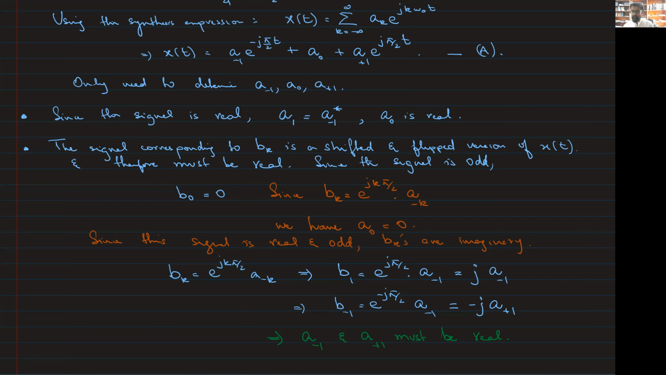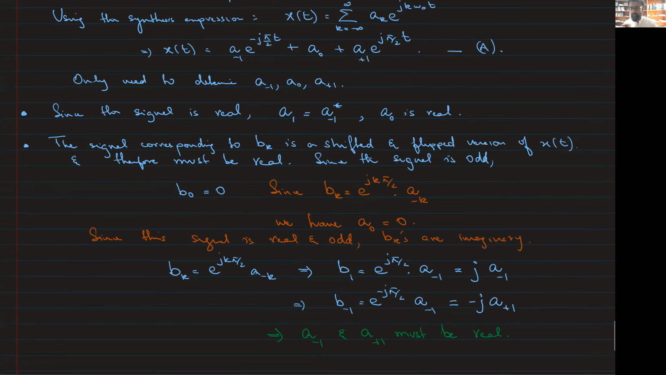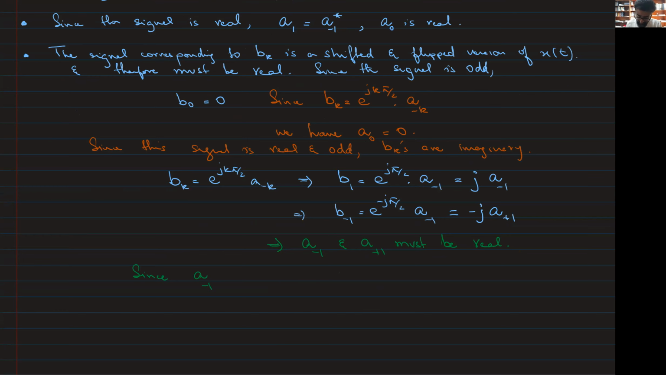Right. So we know that A naught is 0. We know that A plus 1 and A minus 1 are real, right? And they are complex conjugates, or conjugate symmetric, right? So, since A minus 1 equals A plus 1 conjugate, because the signal is real, therefore the Fourier series coefficients must be conjugate symmetric, and A minus 1 and A plus 1 are real.